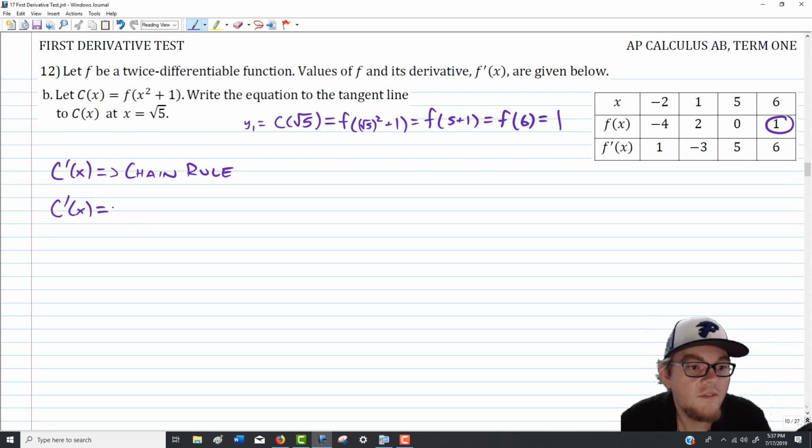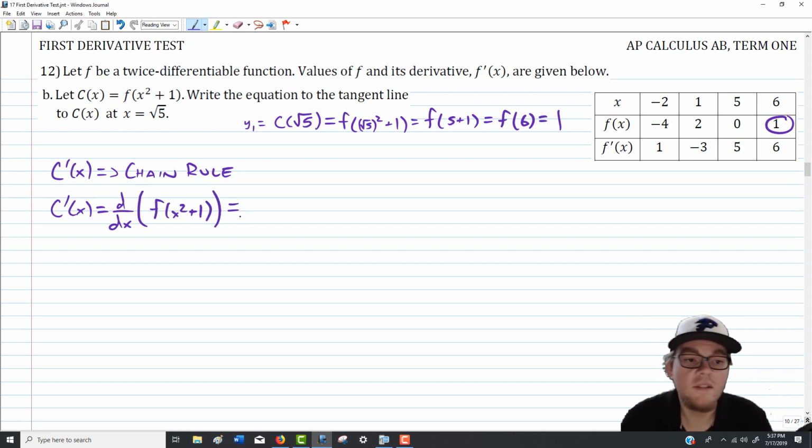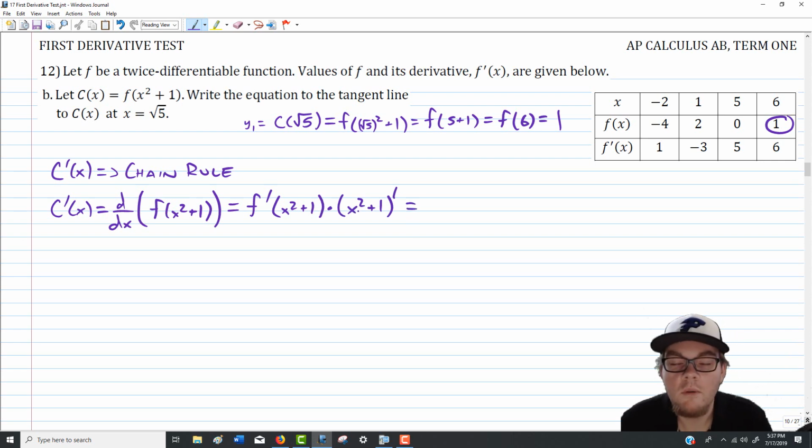So let's think about it. If c prime of x is the derivative with respect to x of f of x squared plus 1, we can do a real easy analysis on what's on the inside and what's on the outside. So first, the outside is f, so our derivative is going to be f prime of whatever's on the inside. And then, of course, we'll have to multiply by the derivative of that inside stuff. Simplifying our pieces, the derivative of x squared plus 1 is just 2x. We get 2x f prime of x squared plus 1.